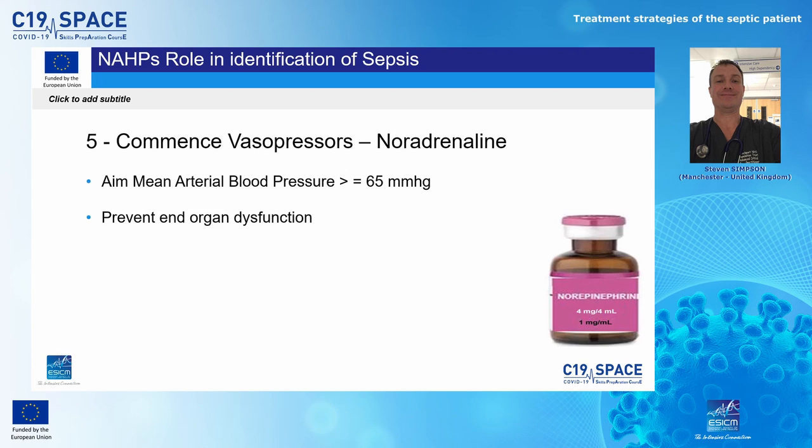5. Commence vasopressors, such as noradrenaline. If after a fluid challenge a patient has persistent hypotension with a mean arterial blood pressure less than 65 mmHg, we may need to start vasopressors. This is to prevent end organ dysfunction. Organs are very sensitive to blood pressure, and if a patient has a persistent low blood pressure, their organs aren't perfused correctly and they may stop working.